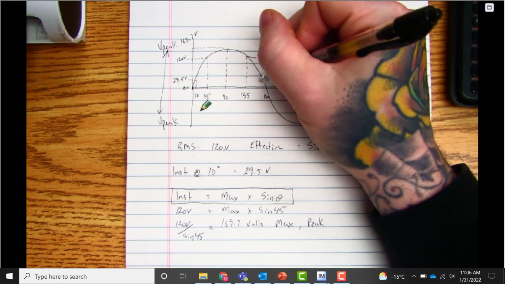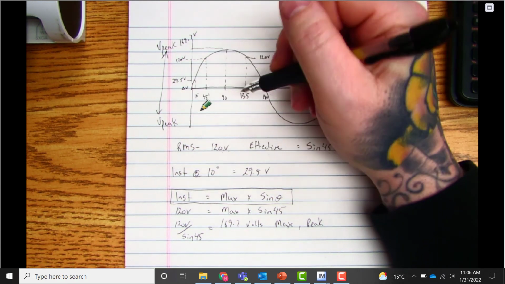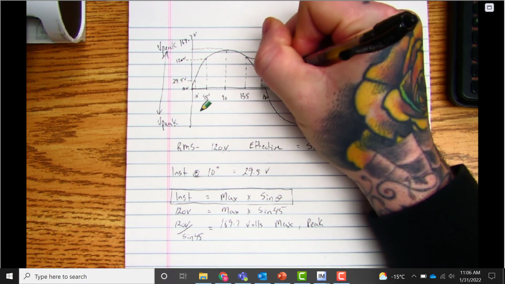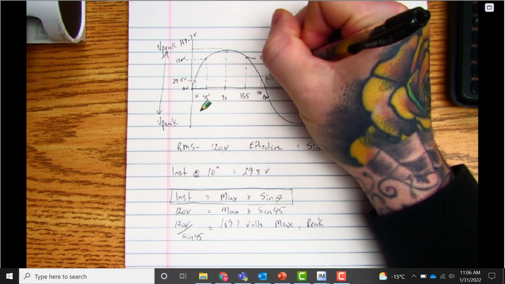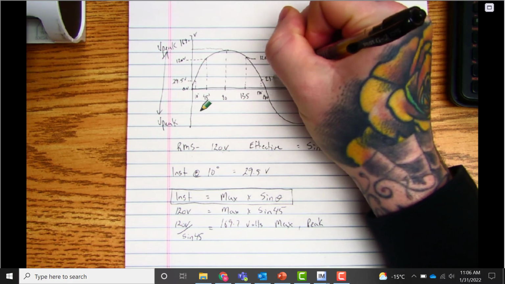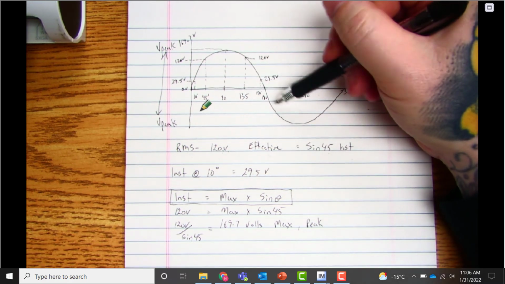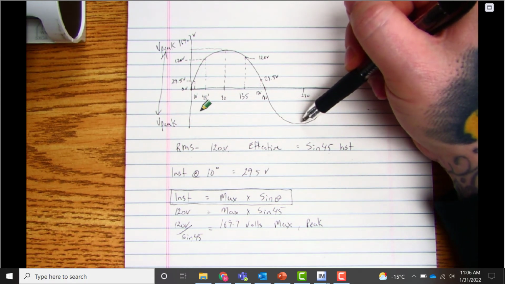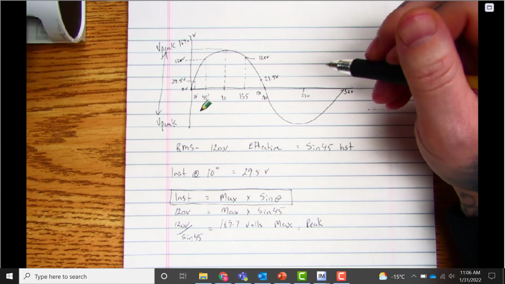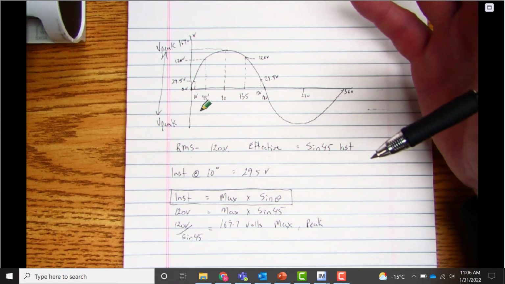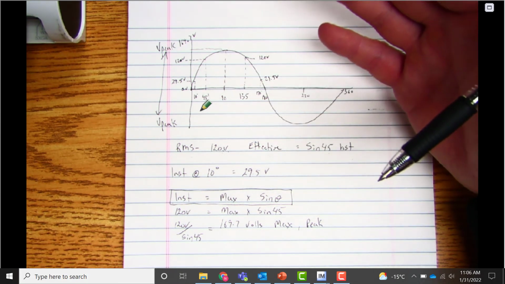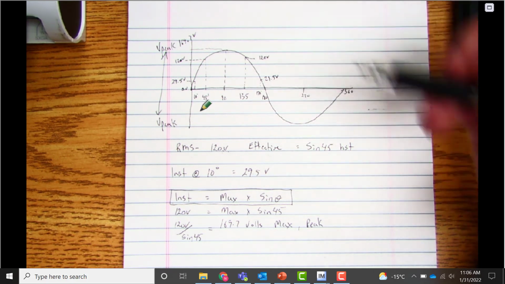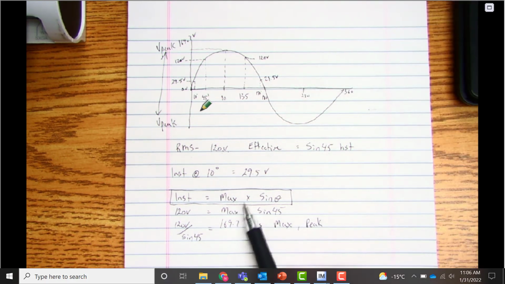Again, because I know at 10 degrees it's 29.5, I also know at 170 degrees it's also 29.5. And then the same thing would replicate down here. It's just that our peaks and all our values would be negative. It's not that we have less voltage, it's just that it's going in a different direction. That's what that negative means. So again, once I find my max, the world is mine.